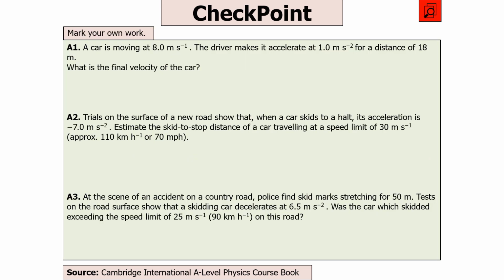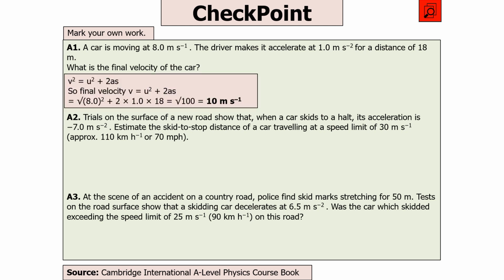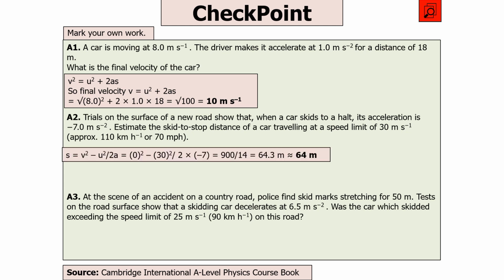Right, again, we're using SUVAT because we've got constant acceleration or deceleration. So this first one, we can use v squared equals u squared plus 2as because we've got all the information there. We can then work out what our value is going to be for v by doing the square root of u squared plus 2as, pop in all the values as shown on the screen, and we get 10 meters per second. In this next one, we're looking at distance. So again, we can say s equals v squared minus u squared over 2a. We know that v is 0, because it's stopped, and u is 30 because it tells you in the question. You've got acceleration to be minus 7, so you can work it all through, and we get 64 meters.